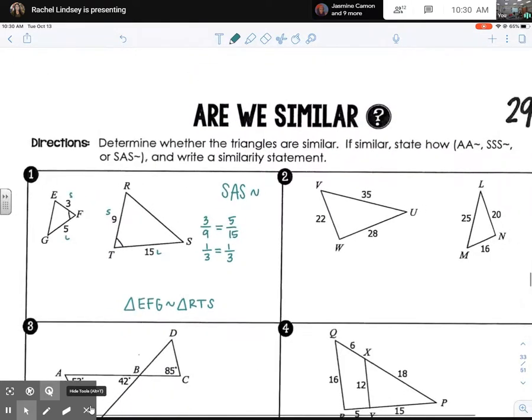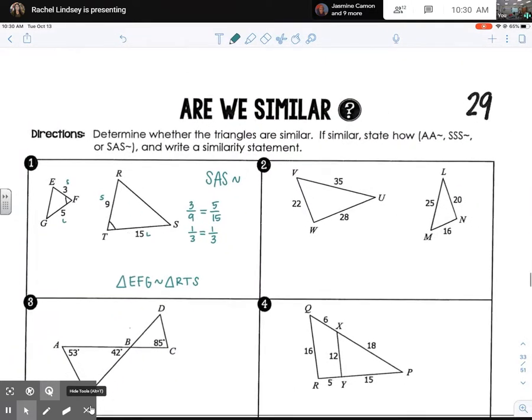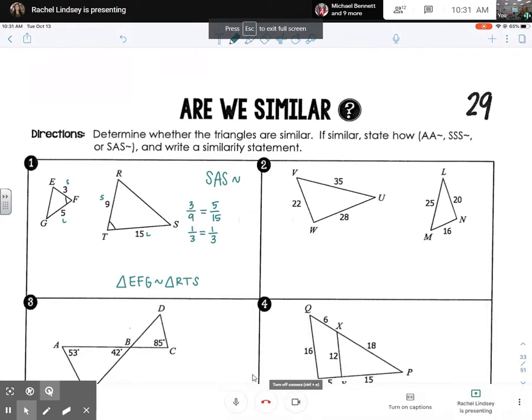So with a partner or by yourself, I want you to go through the rest of these on page 29 and 30, determine if they are similar, and write a similarity statement for them. I will give you the first part of the similarity statement. If they are not similar, all you have to do is write not similar and not finish the similarity statement.